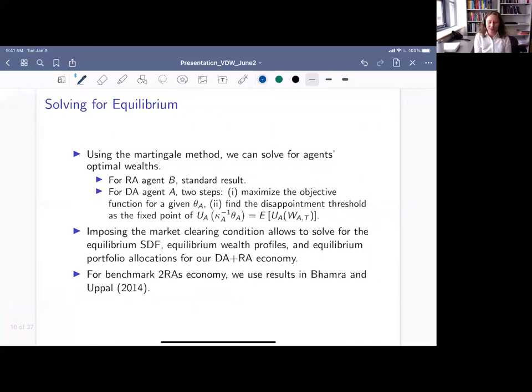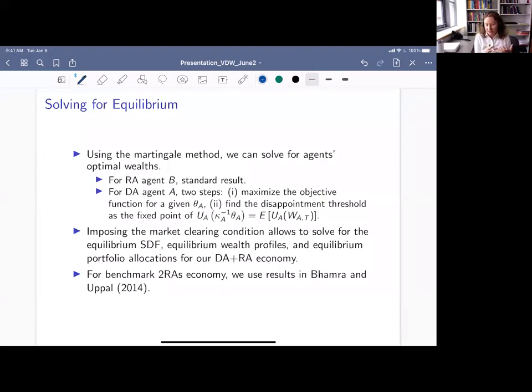So this is just briefly that, we're not doing anything strange. Investors optimize, and we have market clearing. I just want here to give a nod to the Bamber and Uppal paper, because to solve for the benchmark economy with heterogeneous risk averse agents is not really trivial, and we were happy that we could use their results and didn't really have to resolve that model.